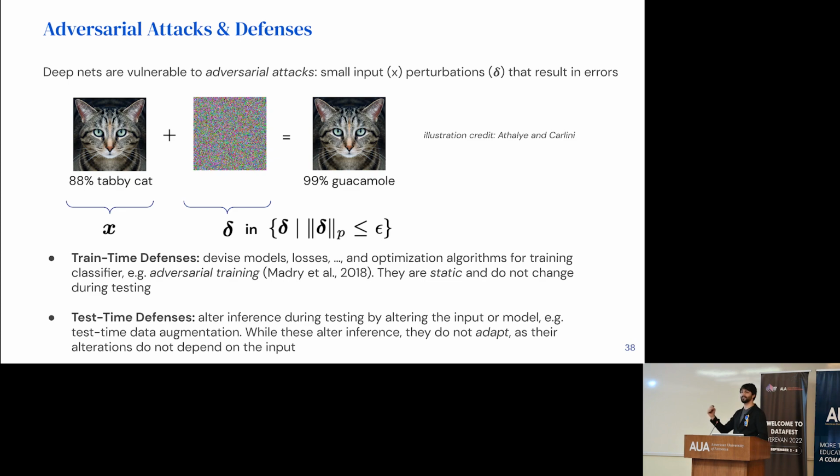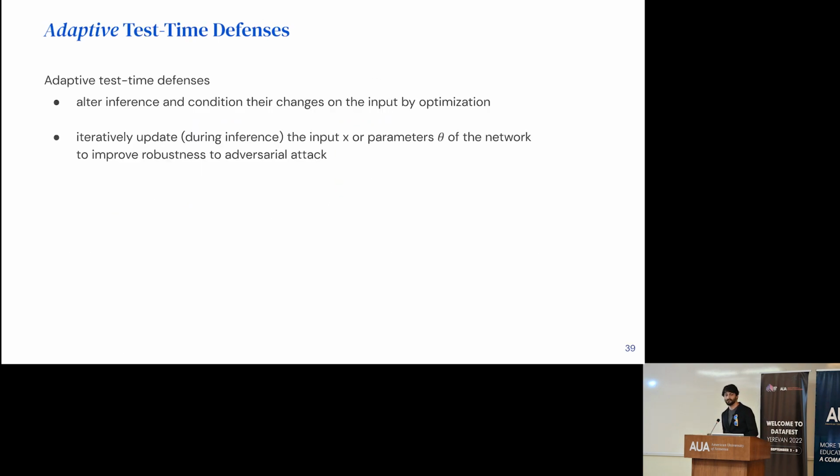Because the changes that Tent made depend on the input, right? It's changing some part in response to what the data is. Test time defenses are more things like randomization that maybe change, but based on flipping a coin, not based on what's actually in the image. So what I mean by adaptive test time defenses are those that do alter the inference, right? They alter the predictions by conditioning on the input, by re-optimizing that input or the model, right?